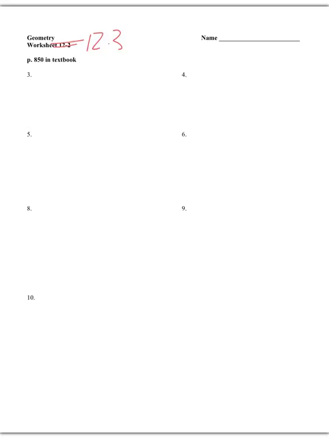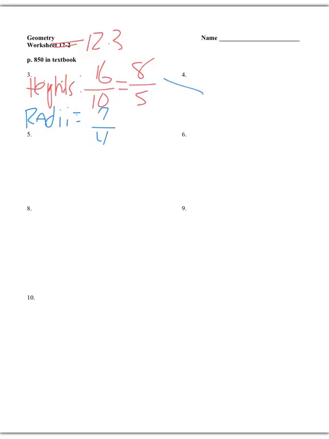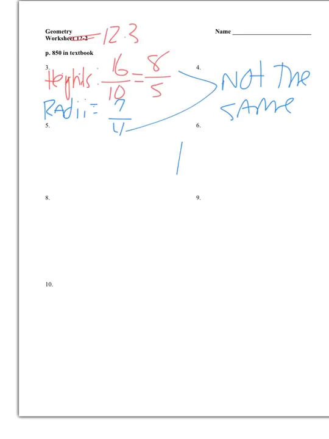So we're going to look at the linear units. The corresponding heights are 16 to 10, which reduces to 8 to 5. Then we're going to look at the radii, and the radii ratio is 7 to 4. These two are not the same, so the two cylinders are not similar.